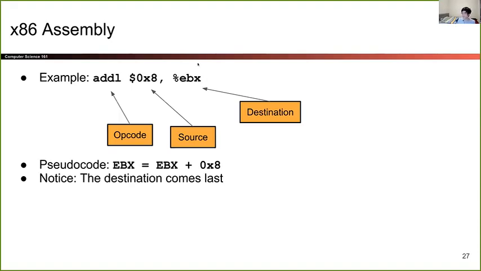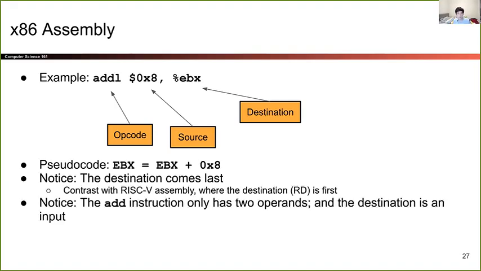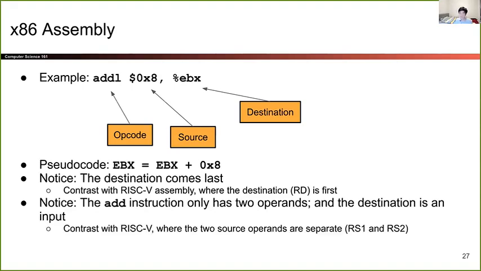Notice, again, the destination comes last. In RISC-V, the destination came first. So this might be something that you'll have to get used to if you took 61C, but in x86, in AT&T syntax, the destination comes at the end. The add instruction only has 2 operands, and the destination is an input. We talked about this already.